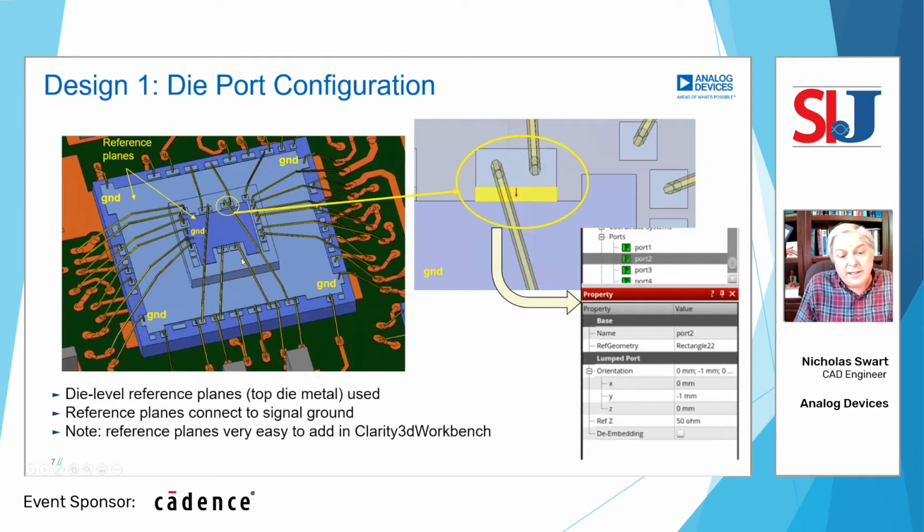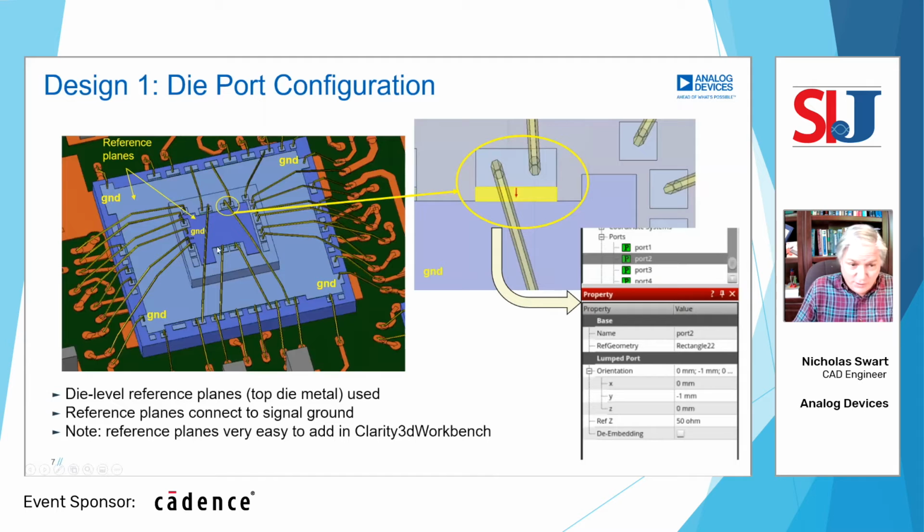Okay, so this is a fairly standard way to set up port references if you're doing a simulation like this. And basically, the assumption is that the die power ground network is fairly close to ideal, and you can reference these ports without too much error to an ideal ground that you draw on the die. Okay, so this was very, very easy to do in Clarity 3D Workbench.